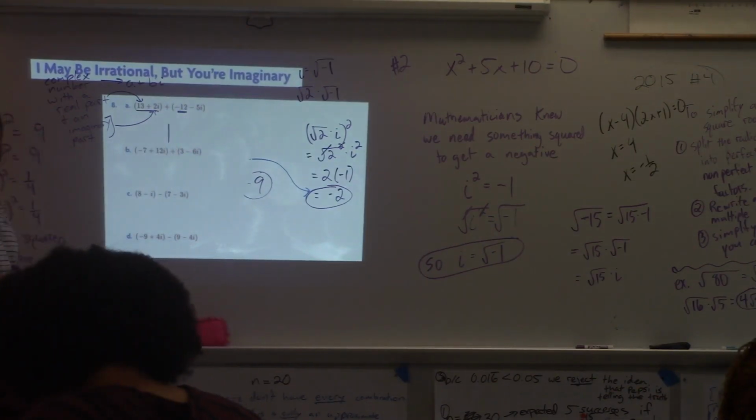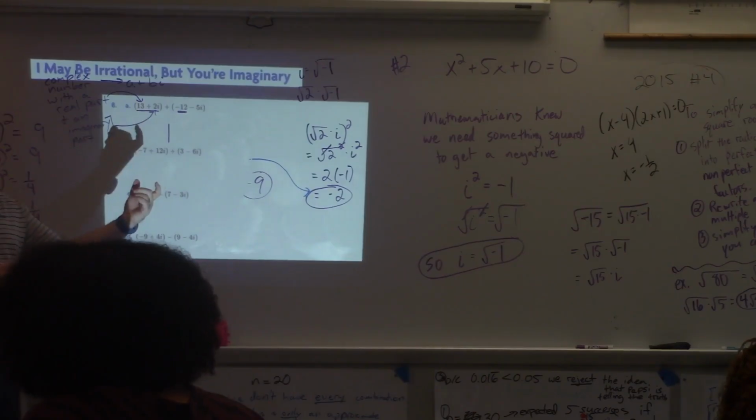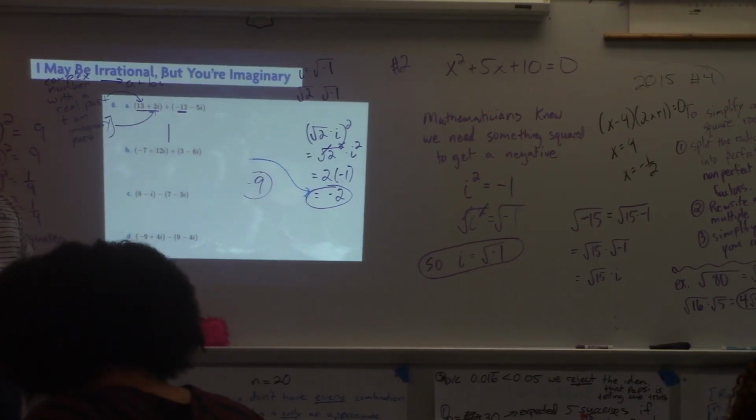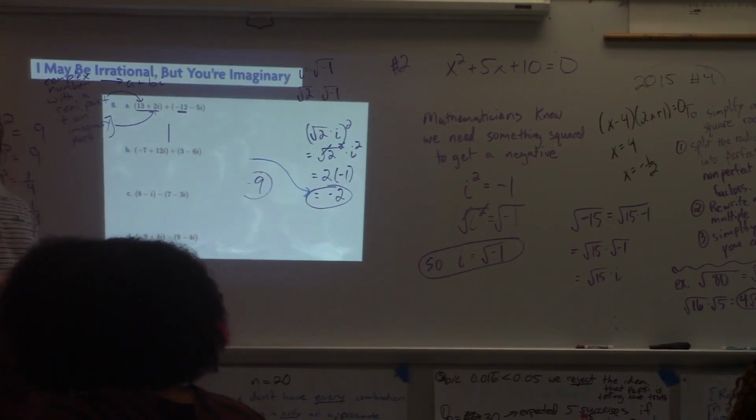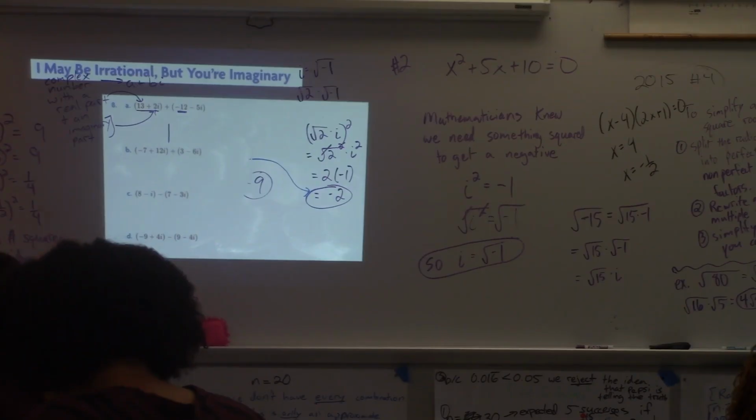Here's the thing, can I take a real and add it to an imaginary? No, one part's real, one part's imaginary. I can't add those two together. Like terms. So I add like terms, that's it.